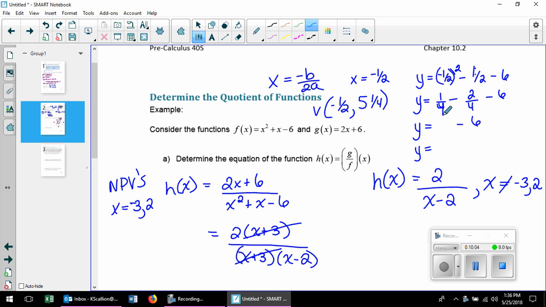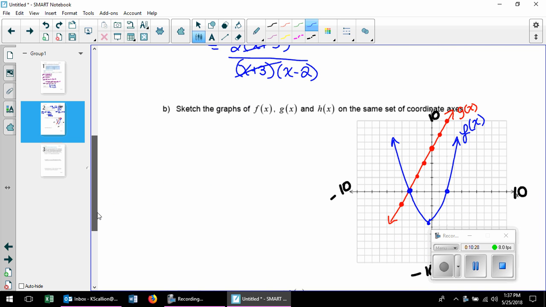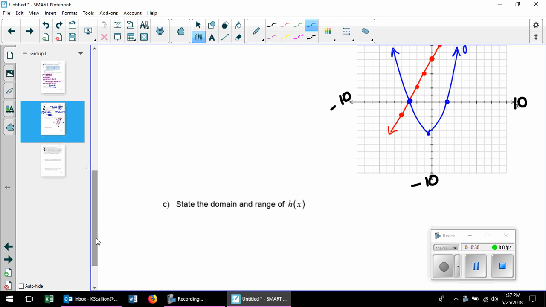X is negative 1/2. I had it as plus 1/2, but it should be negative. So this would be negative 1/4. So this is going to be negative 6 and 1/4, negative 6.25. Woo! That took me a long time to get there. It's Friday. Okay, now my vertex is all screwed up. That's okay, my graph will work anyway.